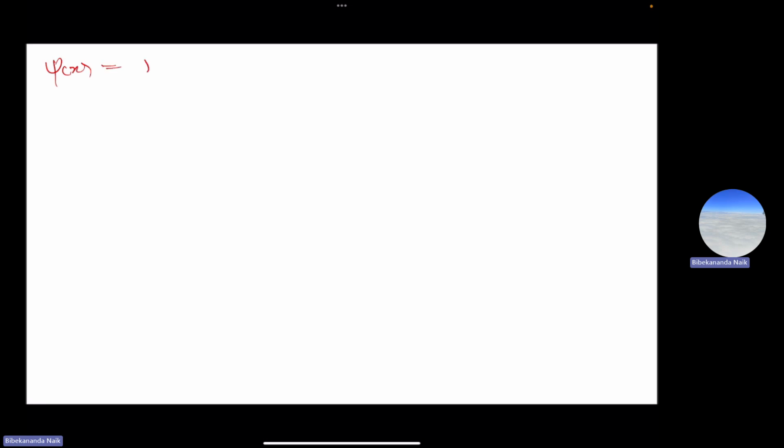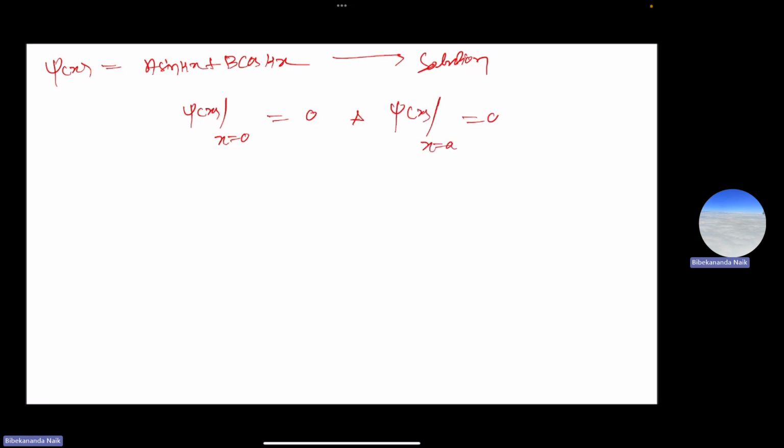psi x equals A sin kx plus B cos kx. But these A and B are constants, so these A and B can be determined from the boundary condition. So this is the solution, and what is the boundary condition? Since the particle can't escape the box, we can write psi x at x equals 0 is 0, and psi x at x equals a is 0.